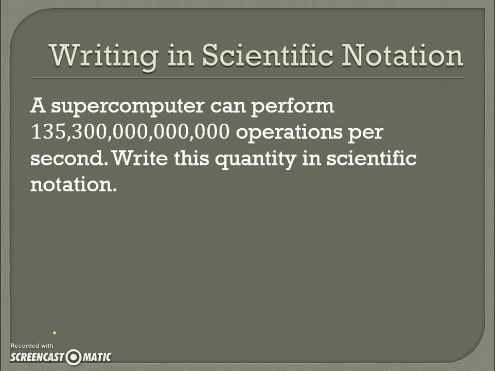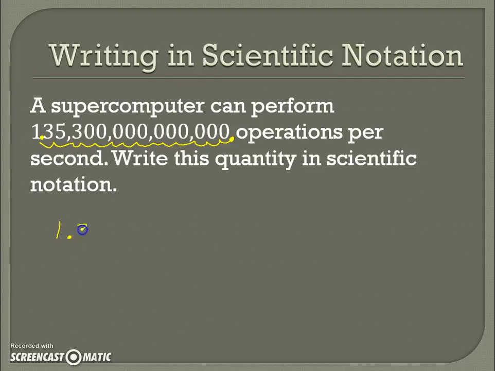Okay, so writing in scientific notation. We're going the other way here. It says a supercomputer can perform whatever that number is. Let's say it's millions, billions, trillions: 135 trillion, 300 billion operations per second. Write this quantity in scientific notation. In order to do this, we're going to go the opposite way of counting our decimal. So our decimal was here. I want it to go all the way to here. So how many places does that go? Well, it's 1, 2, 3, 4, 5, 6, 7, 8, 9, 10, 11, 12, 13, 14 spots to get my decimal there.